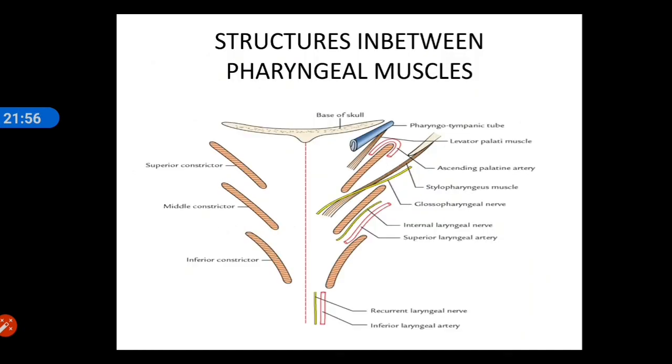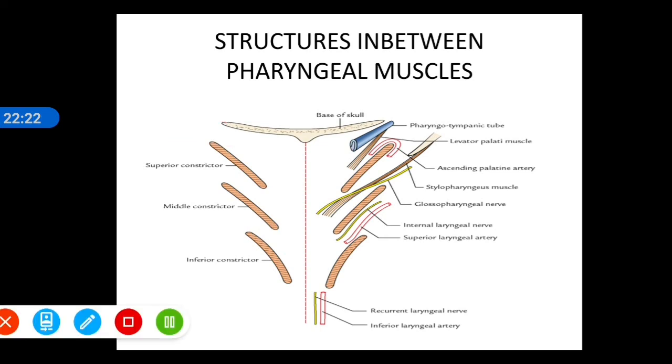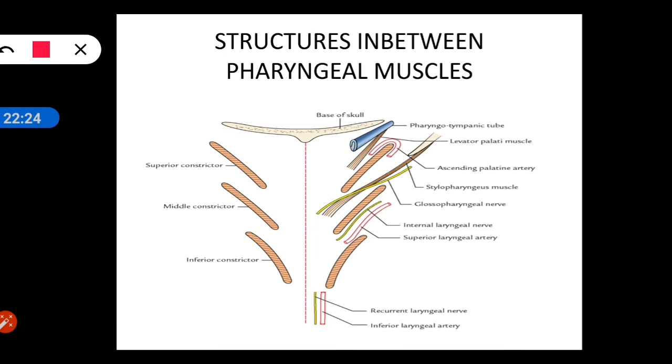Now, we will see the structures which are passing in between the muscles of the pharynx, that is in between the constrictors. As we already discussed, the sinus of Morgagni was a space above the superior constrictor and the base of the skull. That space was called the sinus of Morgagni. Let us see what are the contents passing in between the superior constrictor and the base of the skull.